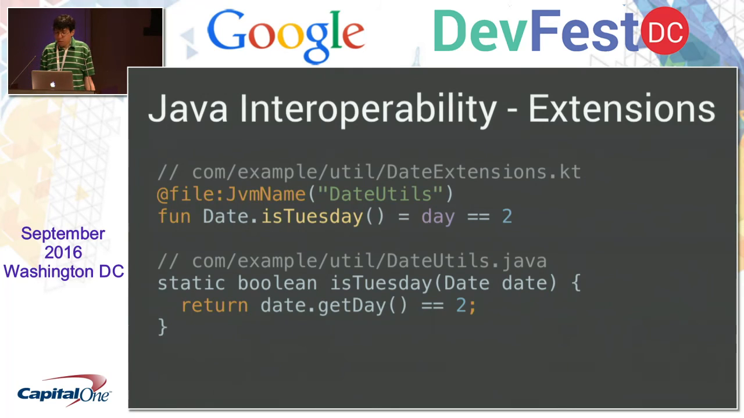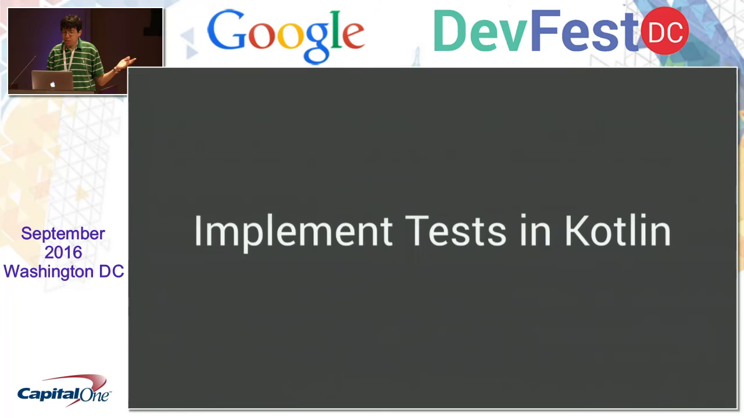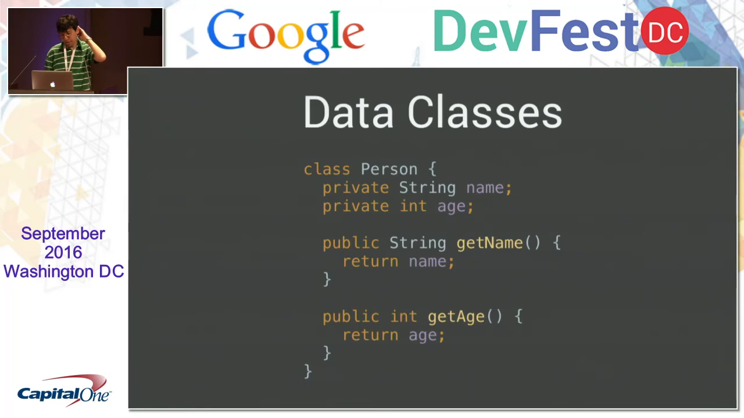And a good place to start with this stuff is implementing your tests, because everybody here is writing tests, right? Everybody has tests for their Android app? Of course you do, yeah. A couple people do at least. So it's a good place to start because that way it's not actually touching your production app if you're really wary. Another cool place to start is what Kotlin calls data classes.